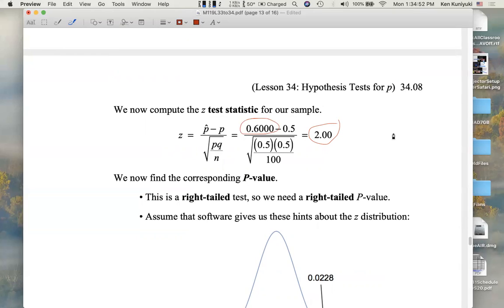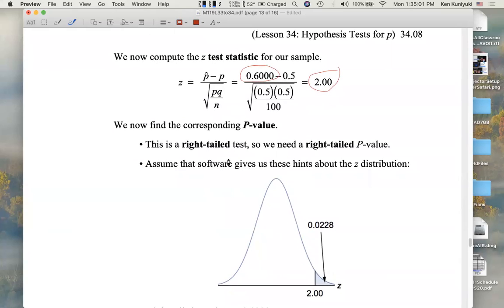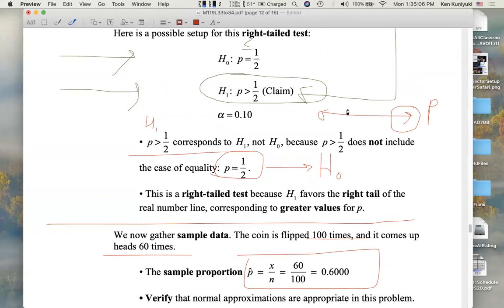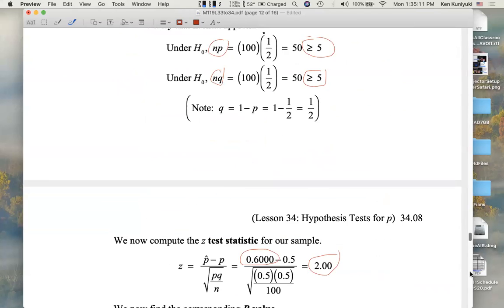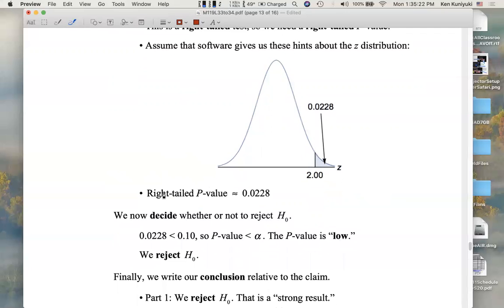Well, it's hard to say. It's kind of borderline, right? You may not have a hunch. It really depends on alpha. We now find the corresponding p-value. Remember, it's a right-tailed test. The alternative favors the right tail, greater values for p. So we need a right-tail p-value. And I'll tell you that to the right of z equals 2, it's 0.0228. The right-tail p-value is about 0.0228.